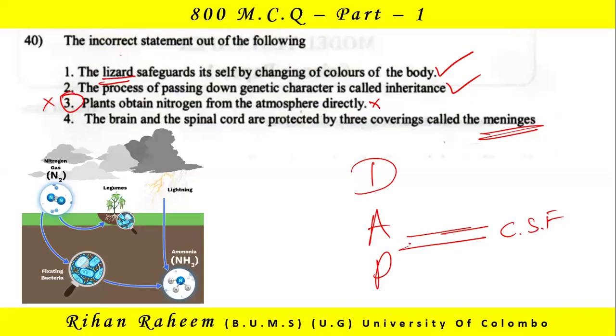Cerebrospinal fluid is there in between arachnoid matter and pia matter. Yes, these are the meninges. They are protecting the brain and the spinal cord. Other than the skull and backbone, that protection is also there. Meninges protection is there. That is correct. Statement is correct. So the wrong answer is the third one.